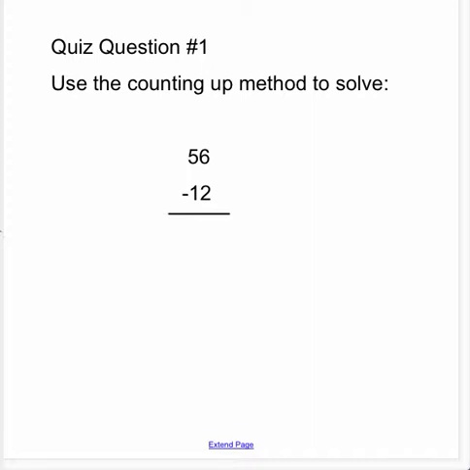Time for the quiz question. Here's quiz question number 1. Please use the counting up method to solve this problem. 56 minus 12. You should write this down in your math notebook. Start at the bottom number of 12 and figure out what you need to add to arrive back up at the number 56. When you're done, you can continue the video. Please pause the video to solve this problem.